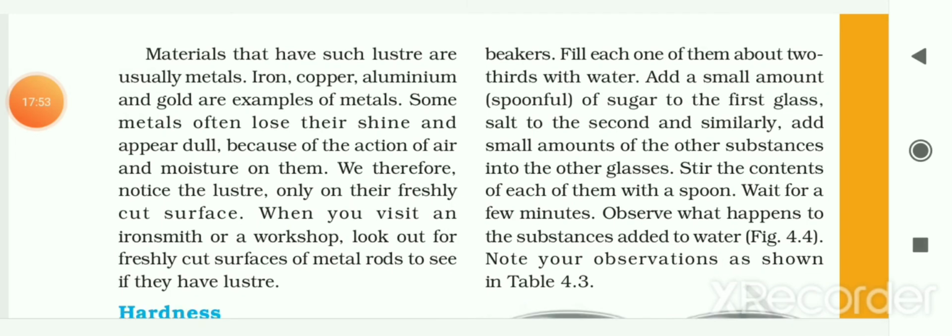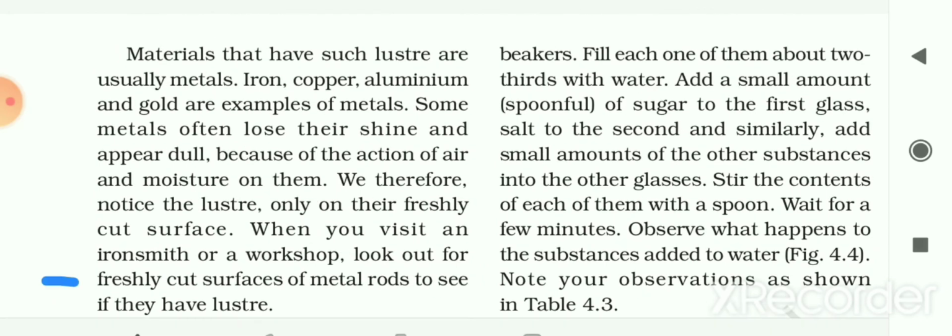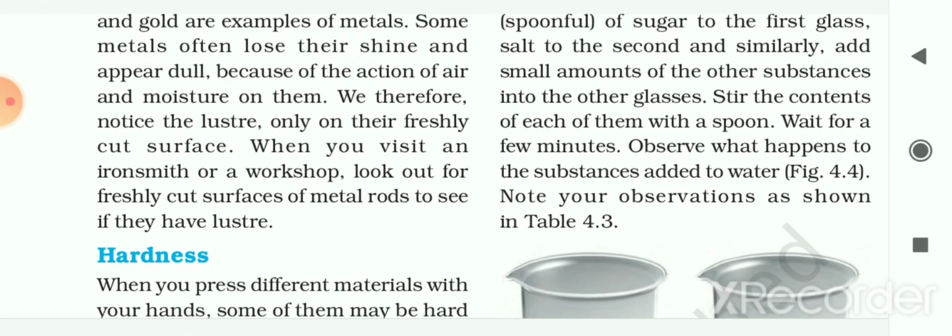The materials that have such luster are usually metals. Iron, copper, aluminium and gold are examples of metals. Some metals often lose their shine and appear dull because of the action of air and moisture on them. We therefore notice the luster only on their freshly cut surface or after rubbing the object with sandpaper. When you visit an ironsmith or a workshop, look out for freshly cut surfaces of metal rods to see if they have luster or not.